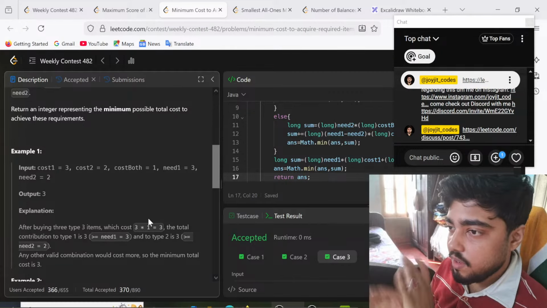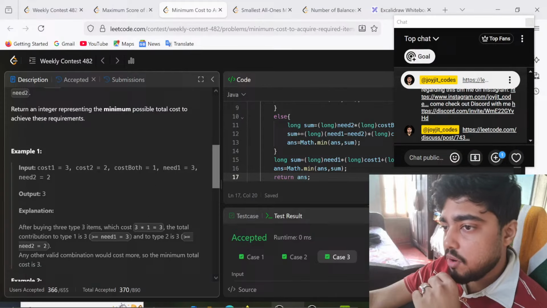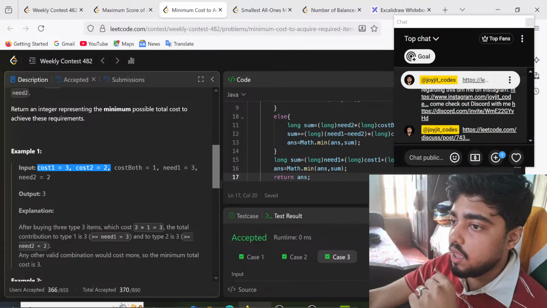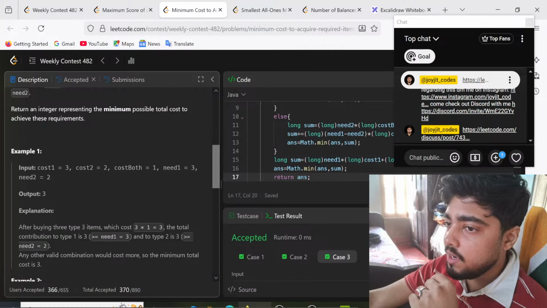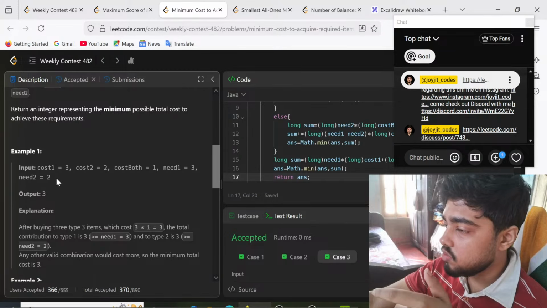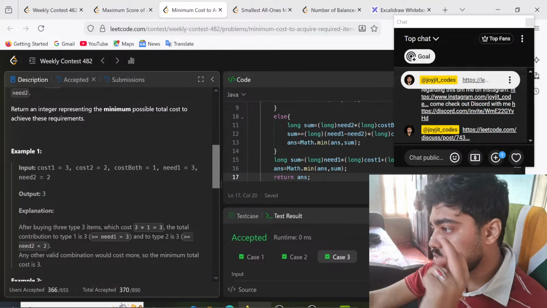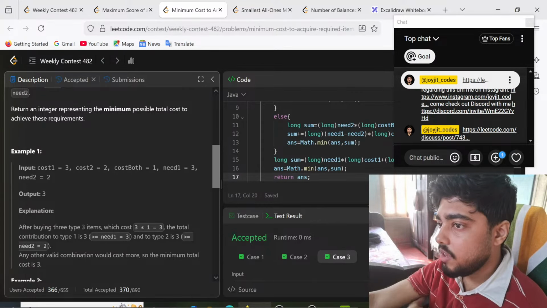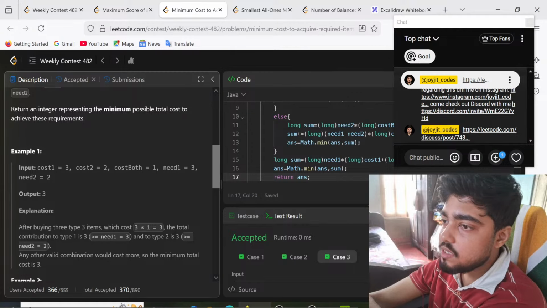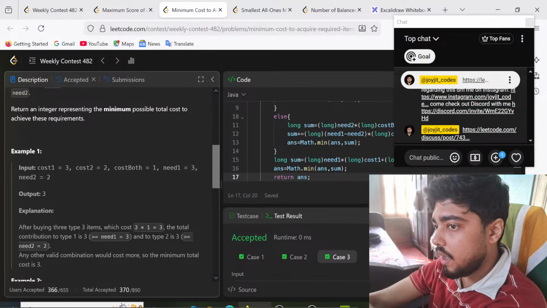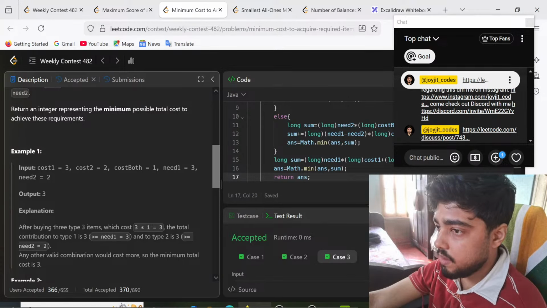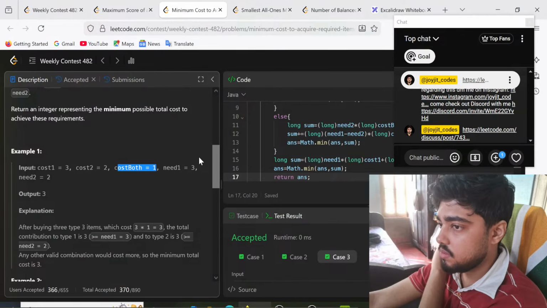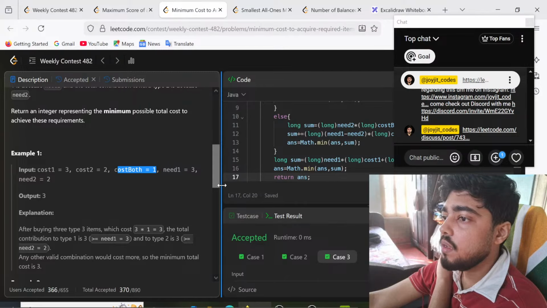The first way is very clear. Instead of buying cost 1 or cost 2, we just eliminate cost 1 and cost 2. Let's say need 1 is 3 and need 2 is 2, right? If I solely want to buy items that lead to cost both, then I take need 1 and need 2, whichever is maximum, and I have to buy that number of cost boths. Correct? So that is the first scenario.